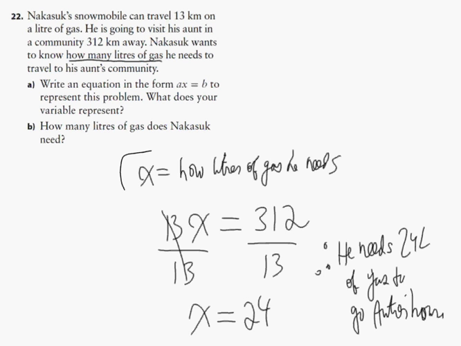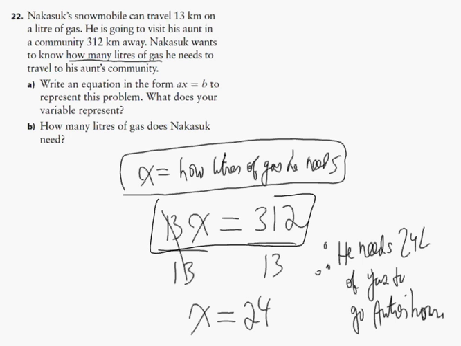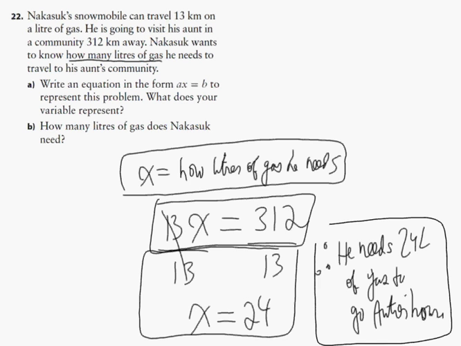So first thing you need to do is write your tag sentence, define your variable. Next thing you need to do is write your equation. The next thing you need to do is solve your equation. And the last thing you need to do is write a sentence that explains what your answer means.